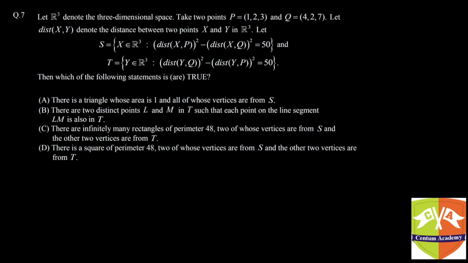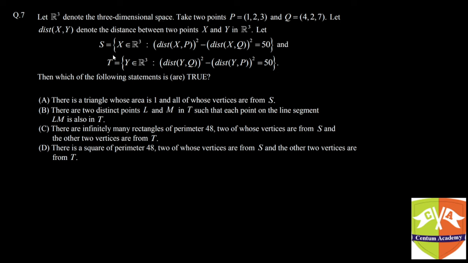Next question is a good one, and a lot of teachers made a mistake in solving it, especially the last option D of this question, and rightfully so, because it is actually a confusing question. So first of all, let R³ be the three-dimensional space, and there are two points in it, P and Q.